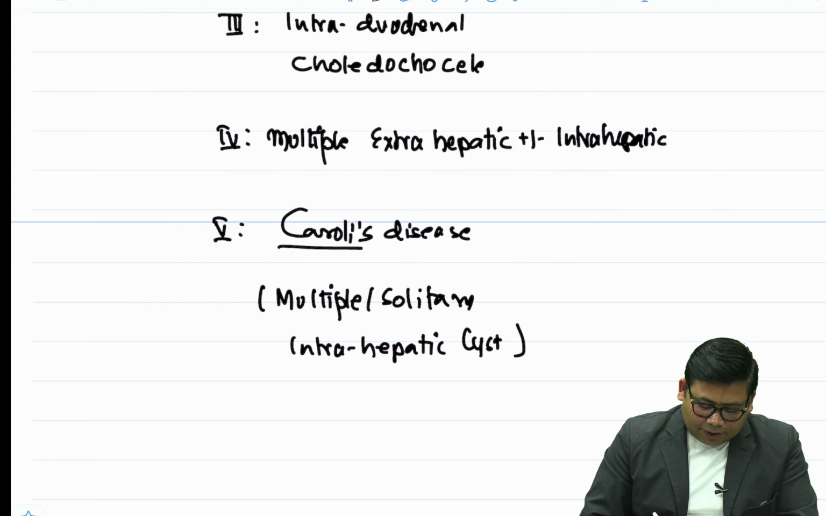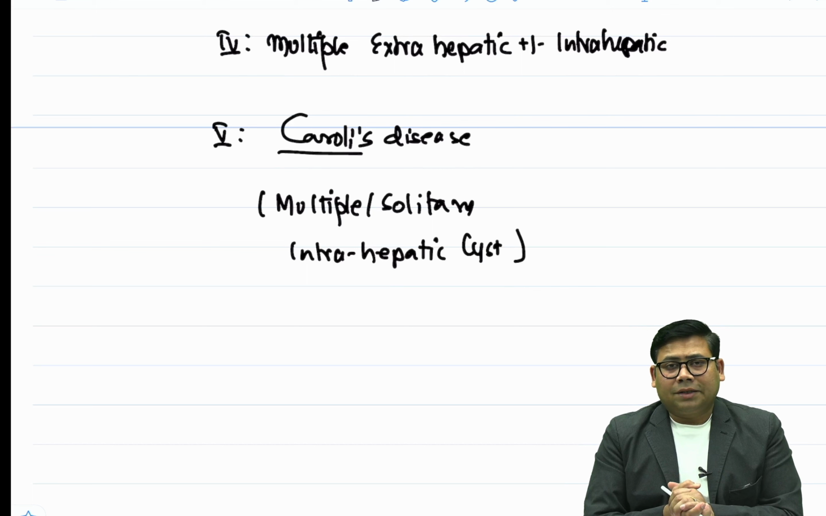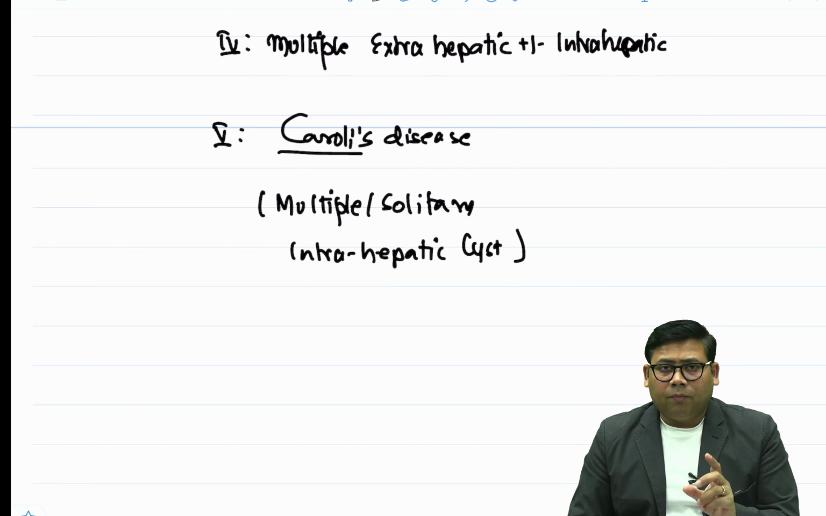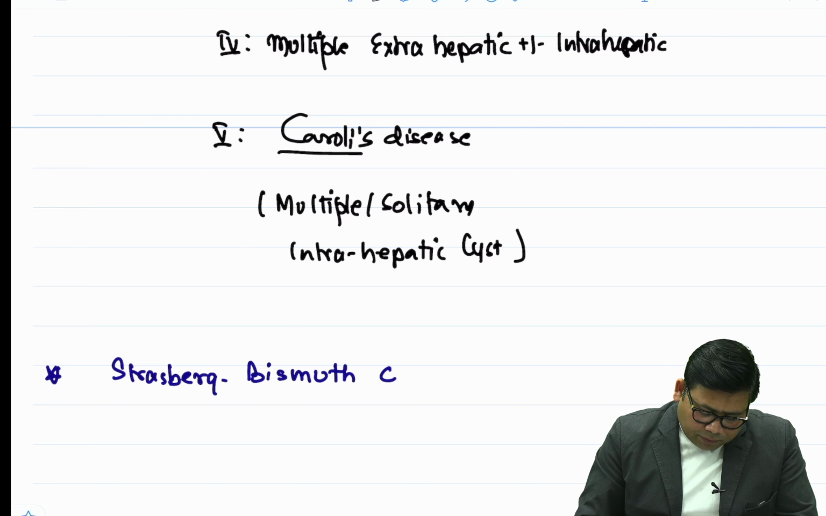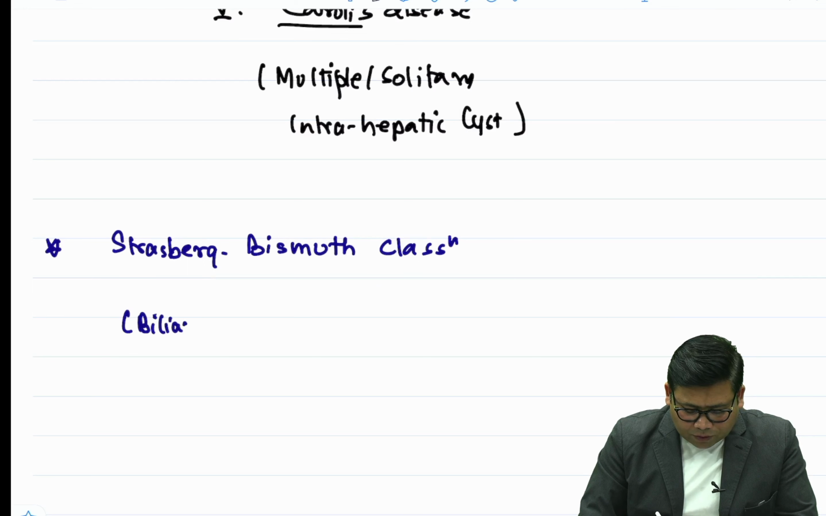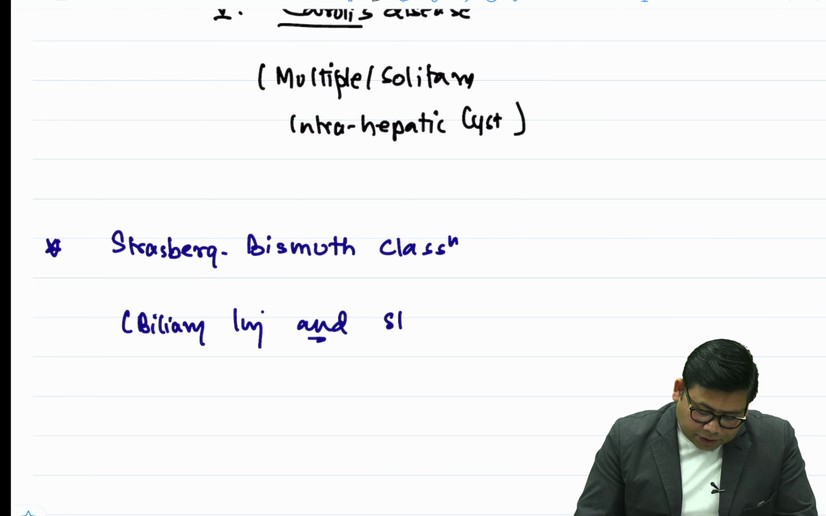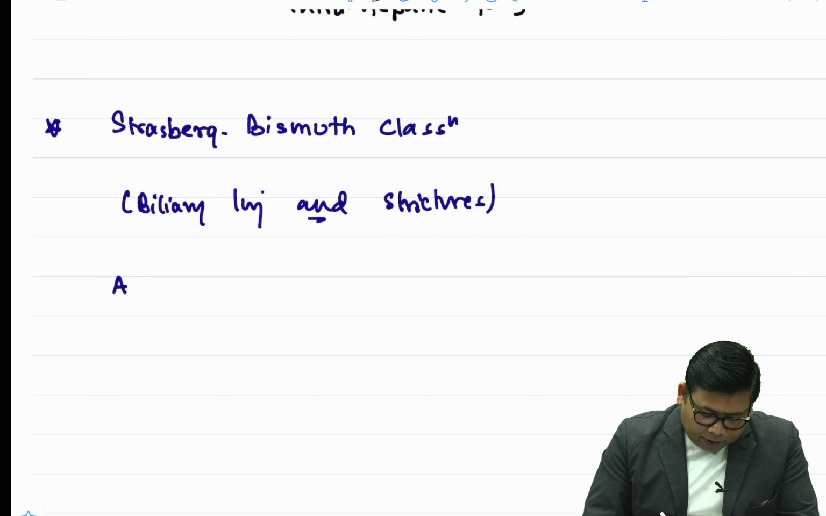Then there is the second classification that you need to understand and know about the biliary system. That is very important, the Strasberg and Bismuth classification. When you talk about Strasberg Bismuth classification, this is a classification for what? Biliary injury, and also strictures, and they are very commonly asked. Type A is defined as a cystic stump leak.